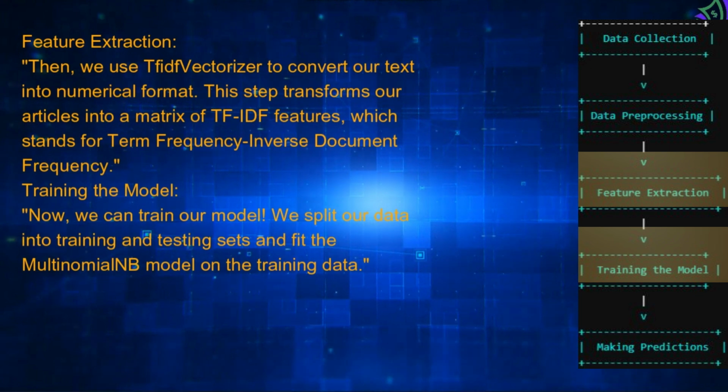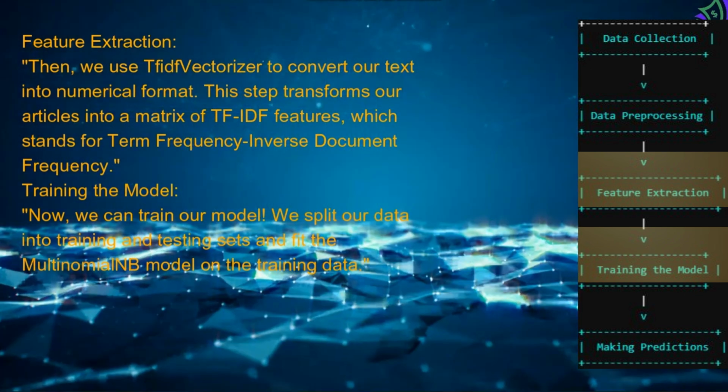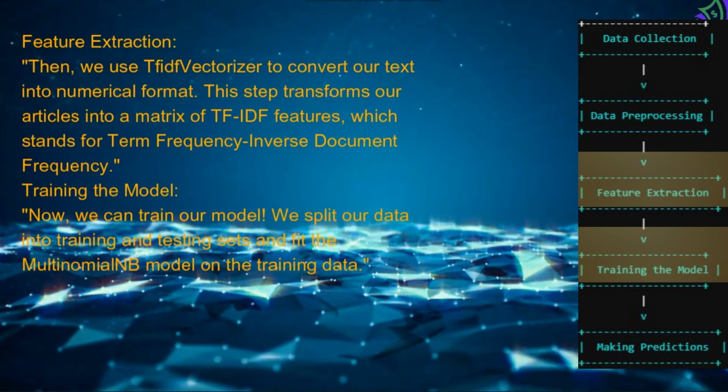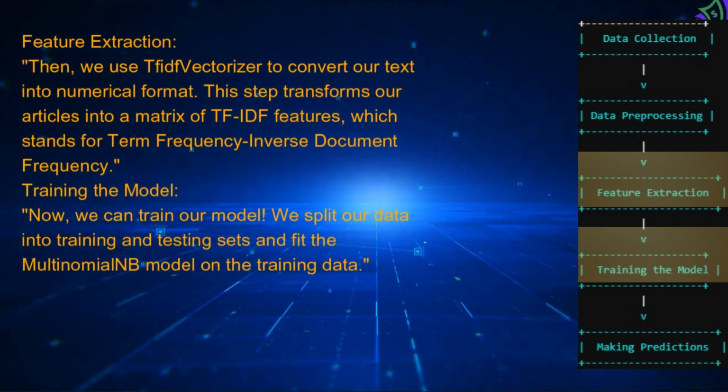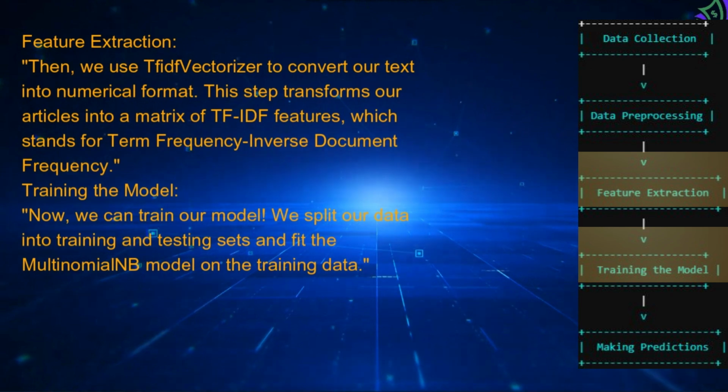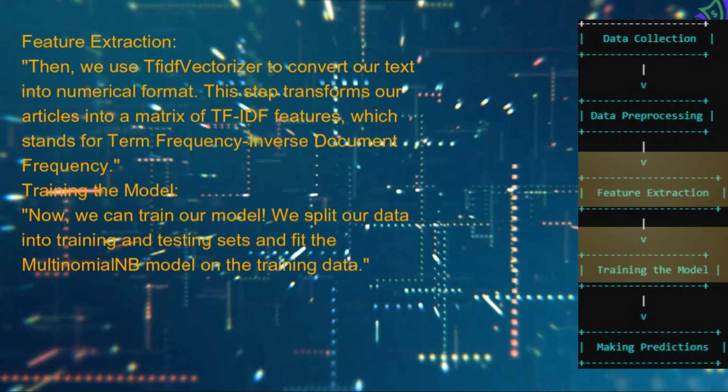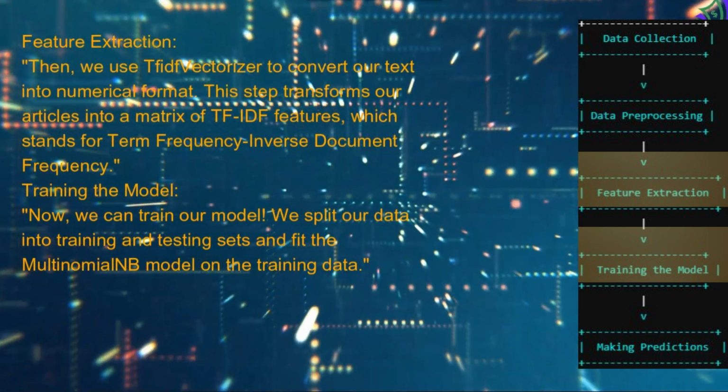3. Feature extraction. Then, we use TfidfVectorizer to convert our text into numerical format. This step transforms our articles into a matrix of TF-IDF features, which stands for Term Frequency Inverse Document Frequency.